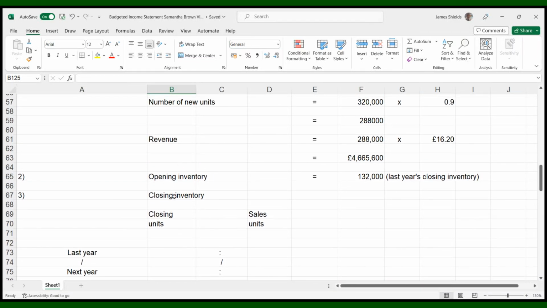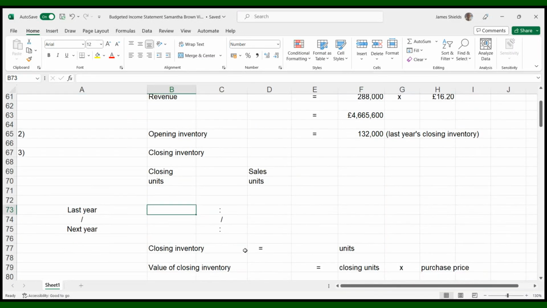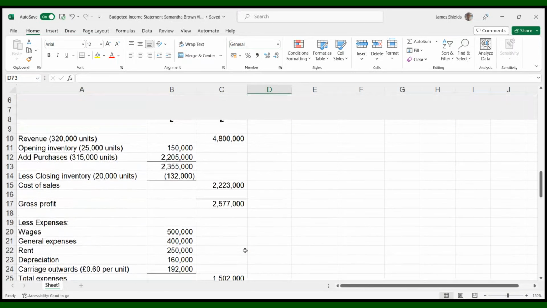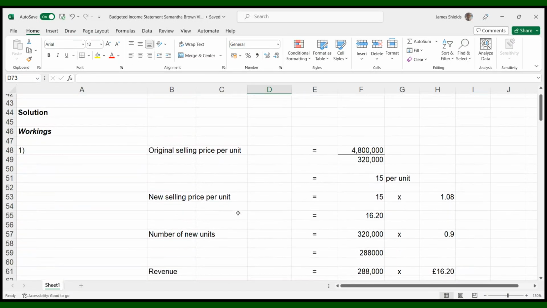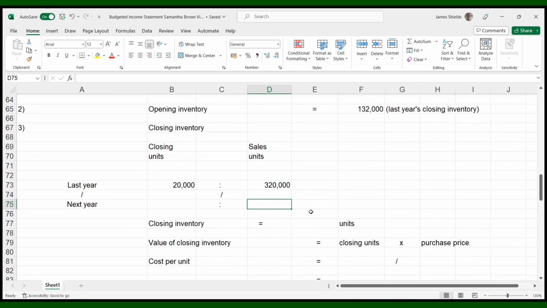So we've got the opening inventory, and now we'll do the closing inventory. It says the ratio of closing units to sales units is going to remain the same in both years. So last year, if I go back to the question, the closing units was 20,000. And the sales units last year were, at the top, 320,000 units. That's the ratio. Now it's going to stay the same in both years. In the next year, we know the number of sales units, we just worked it out. It's going to be 288,000.